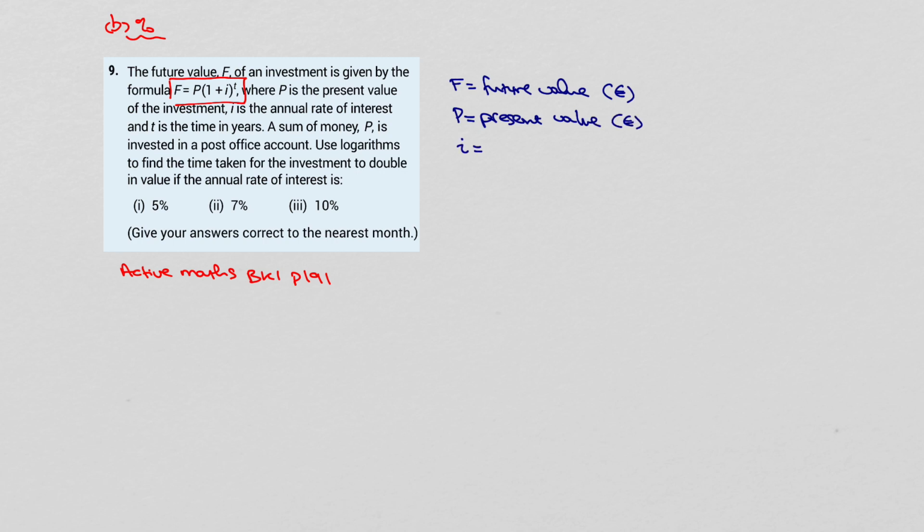i, we're told, is the annual rate of interest. And when subbing this value into our formula, we must always write it in decimal form. So it'll be given to you in percentage form, but of course going into the equation for i, it'll always have to be in decimal. And then t is going to be our time. And again, if we look at the question, our time is in years.